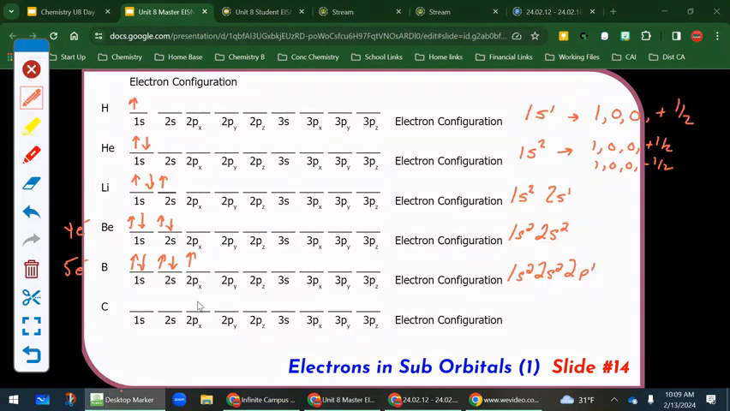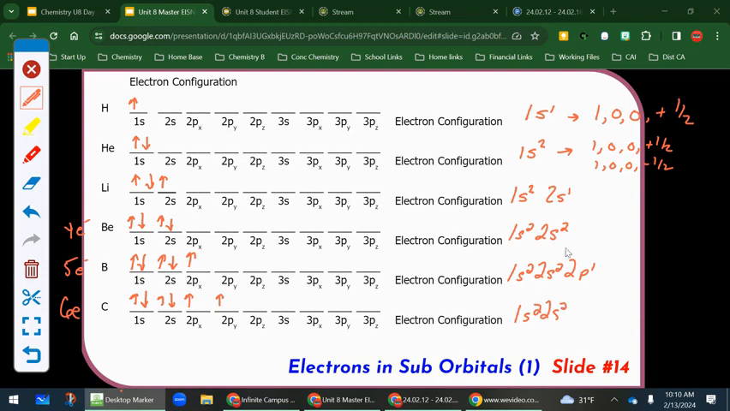Next, carbon. How many electrons? 6. Let's do the first 4. I know where those go. Where's the 5th one go? Where's the 6th one go? 2p. Here? Nope. Singly first, then doubly. 1s2, 2s2.